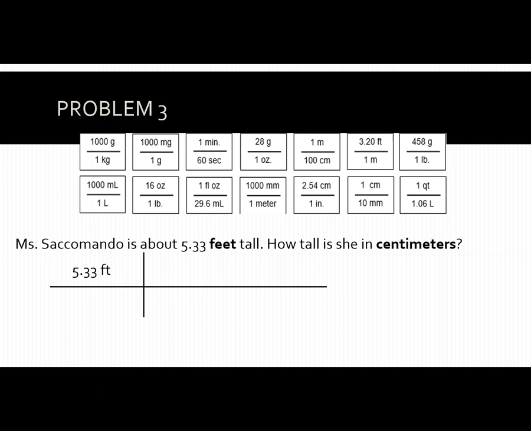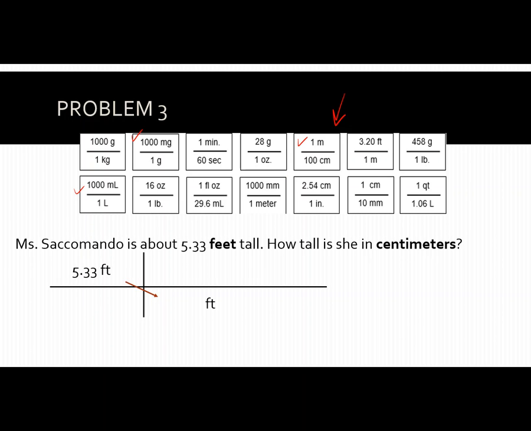For the quiz, yes, I will be providing these for you. You'll get all of the conversion factors. You don't have to memorize them. The only ones you do have to know are the metric ones. So you should be able to do these ones on your own because of the prefix system.